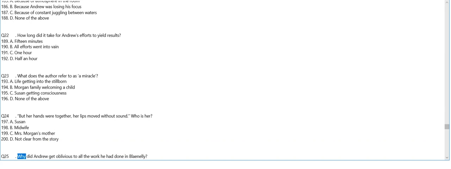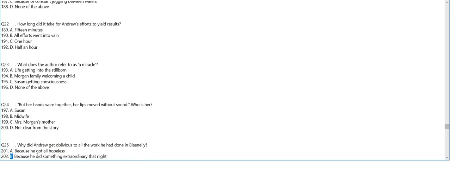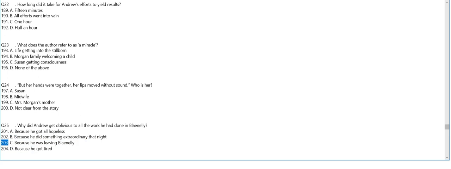Q25. Why did Andrew get oblivious to all the work he had done in Blaenelly? A. Because he got all hopeless. B. Because he did something extraordinary that night. C. Because he was leaving Blaenelly. D. Because he got tired.